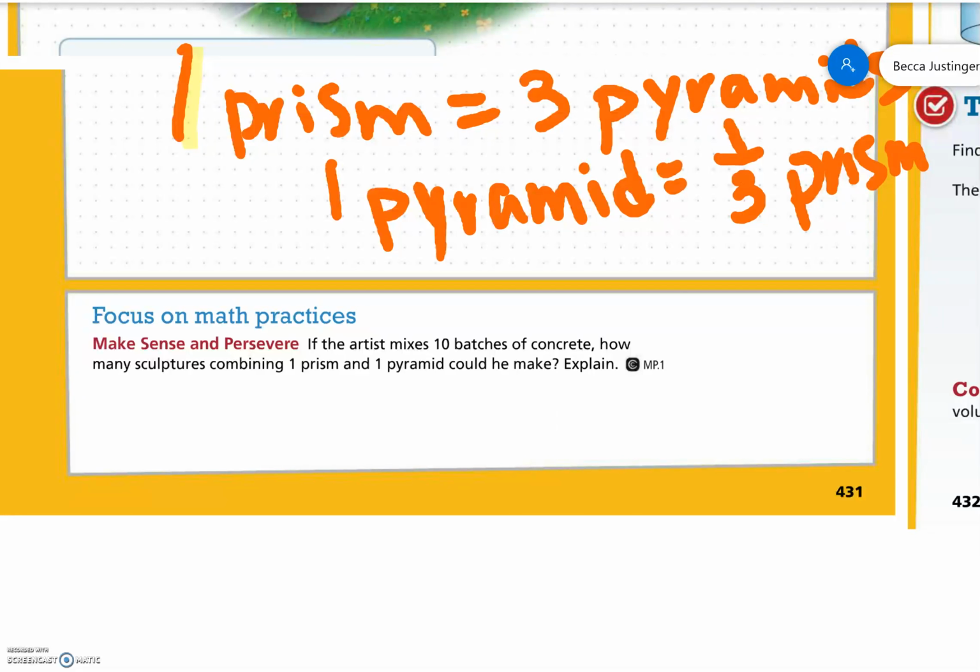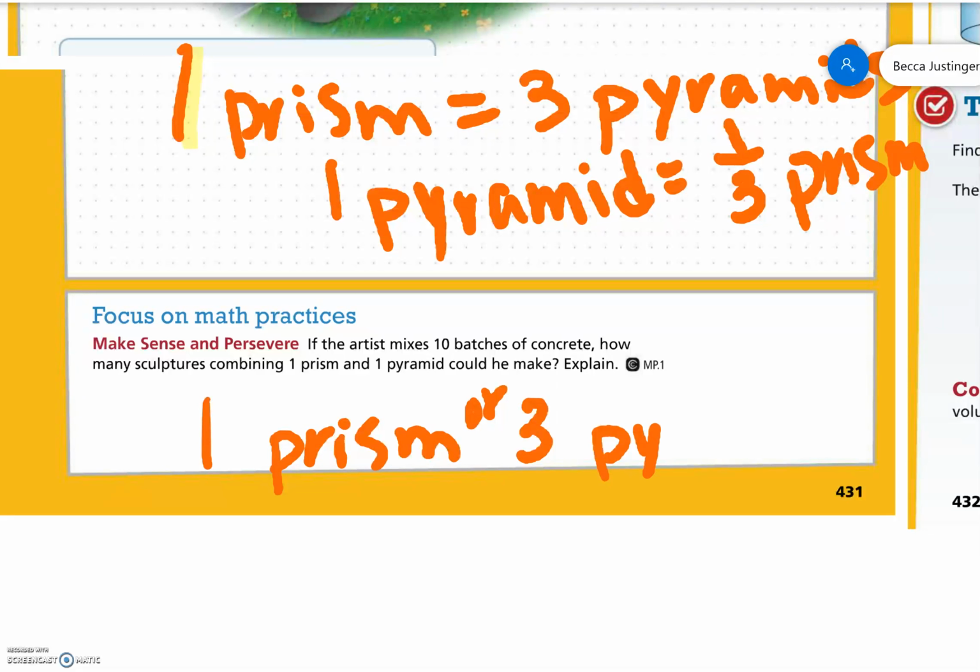Focus on math practices. Make sense and persevere. If the artist mixes 10 batches of concrete, how many sculptures containing one prism and one pyramid could he make? Well, one batch of concrete makes one prism and 3 pyramids.